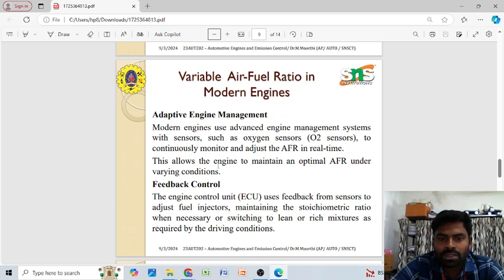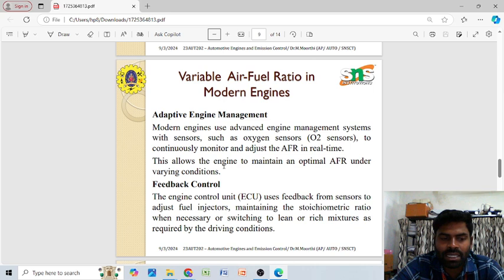So this allows the engine to maintain an optimum air fuel ratio under varying conditions. Depending on the condition, the oxygen sensor will sense and give the information so that we can get the required air fuel ratio, and then feedback control. The engine control unit uses feedback from sensors to adjust the fuel injector, maintaining the stoichiometric ratio when necessary, or switching to lean or rich mixtures as required by the driving conditions.